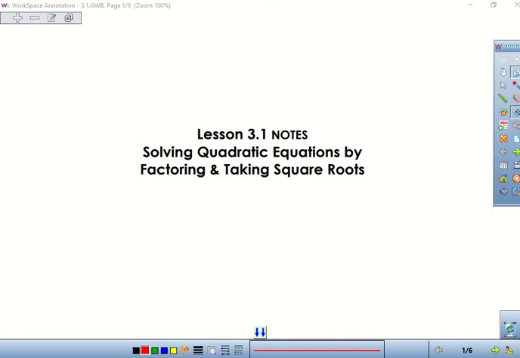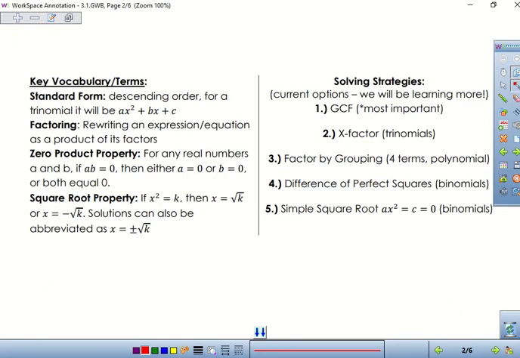Alright, so today we're going to be talking about solving quadratic equations by factoring and taking square roots. So what does that all mean? There we go, my pad was not turning on, it was stressing me out. So essentially we're going to use factoring methods to solve for x here. A lot of this hinges on your ability to factor before you can find solutions.